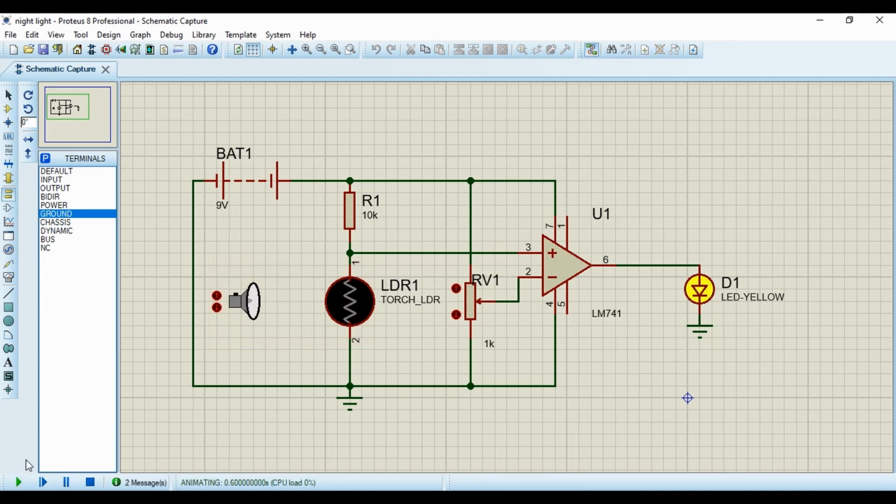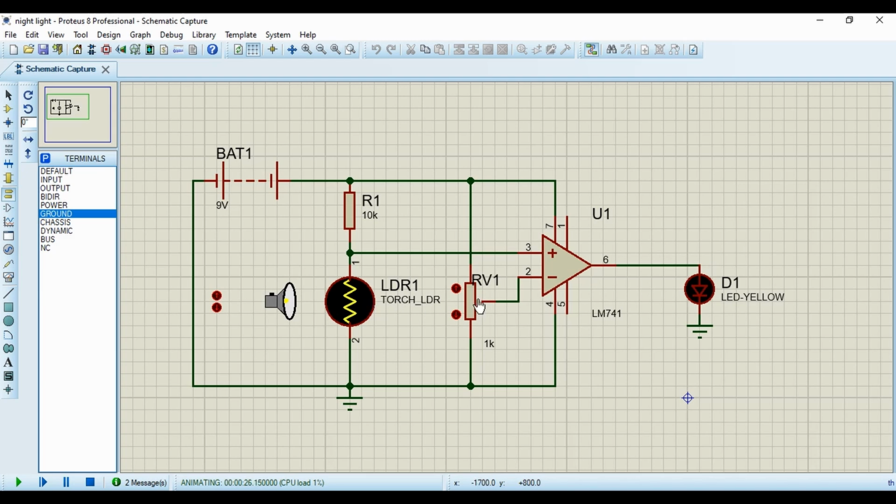Now it's time to observe the result. As I bring the torch closer to the LDR, the light intensity on the LDR increases. Due to this increased light intensity, the signal from the LDR is sent to the operational amplifier. When the light intensity crosses a certain threshold level, which we set using the potentiometer, the operational amplifier changes its output and the LED turns off. As long as the torch remains close to the LDR, the LED stays off.